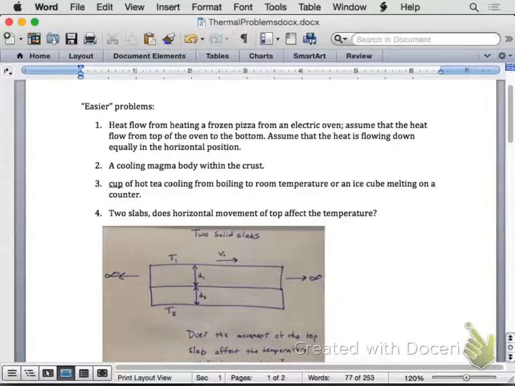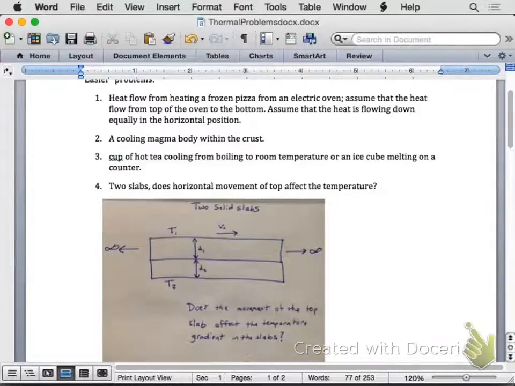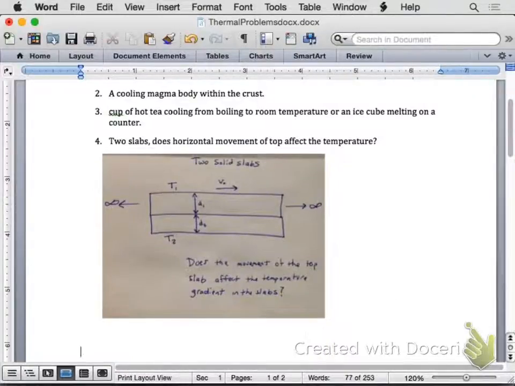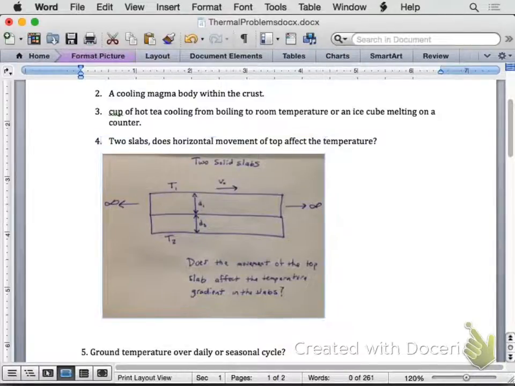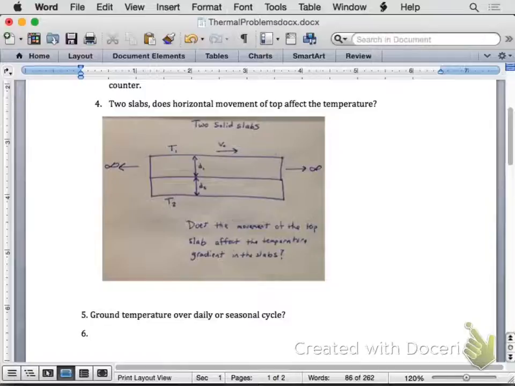And whether or not, if you want to get into the thawing, phase change, but you can start with just, how warm is the ground? So that's another good one. Ground temperature over daily or seasonal cycle. What else? Maybe sort of going on with that, how much insulation does a bear need to hibernate in the winter?